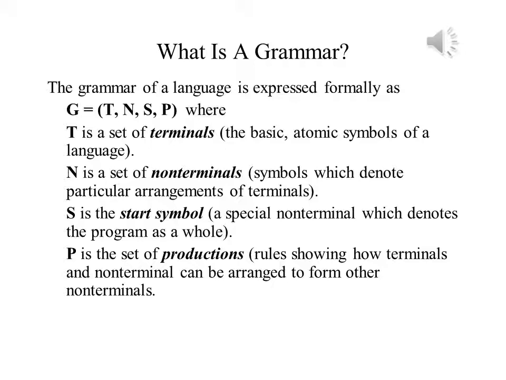T, a set of terminals, basic symbols within the grammar of the language. N, a set of non-terminals, which are aggregates of symbols, which may include a mixture of terminals and other non-terminals. S, a start symbol, a special non-terminal that we use to refer to the whole program. And P, a set of productions, rules that tell us how we can combine terminals and non-terminals to form other non-terminals.